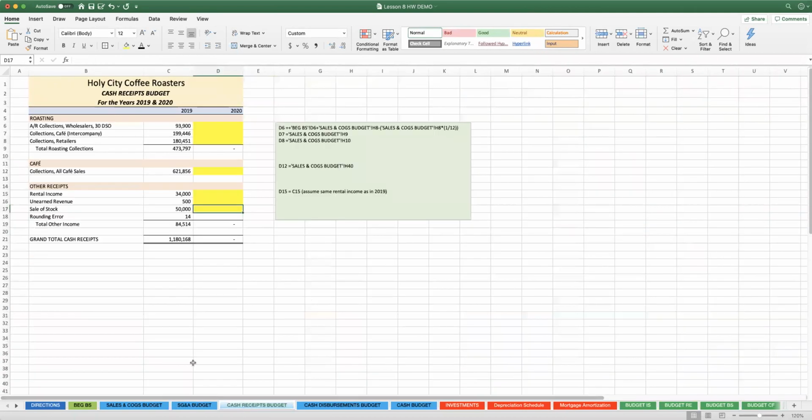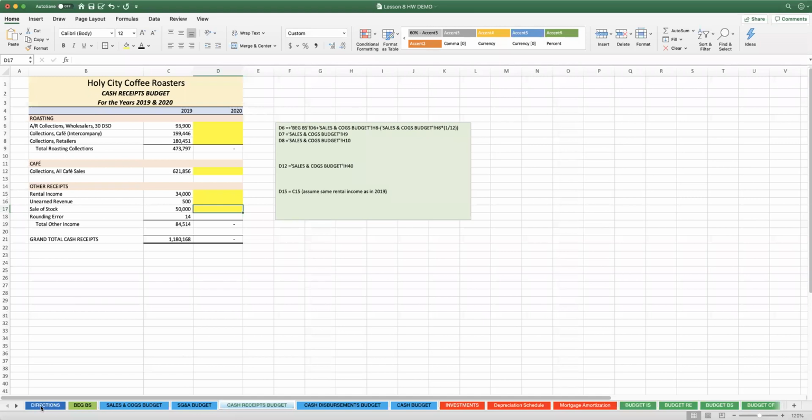The next one is the cash receipts budget. So what you're going to be focusing on here is any monies that have come in from customers or from the sale of stock or from any other means that have added to the company's cash amounts.